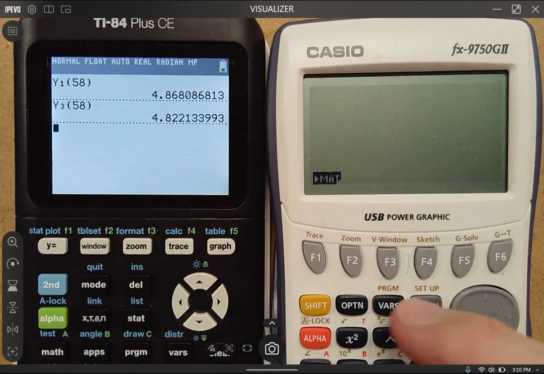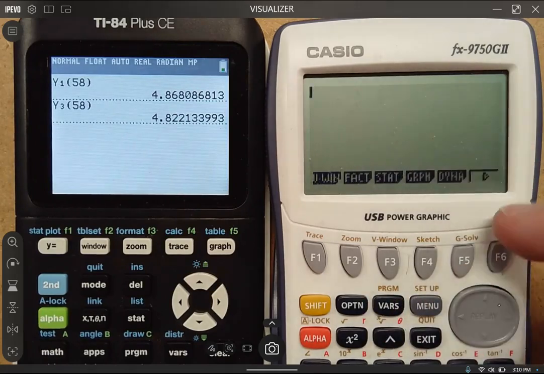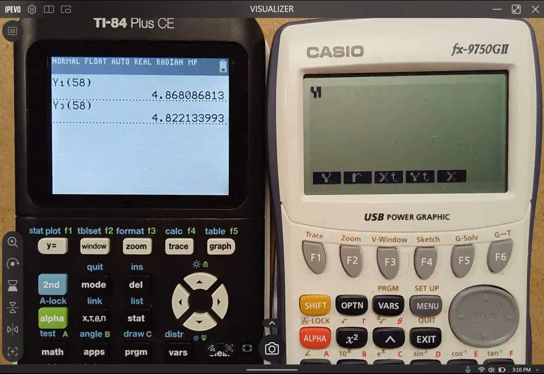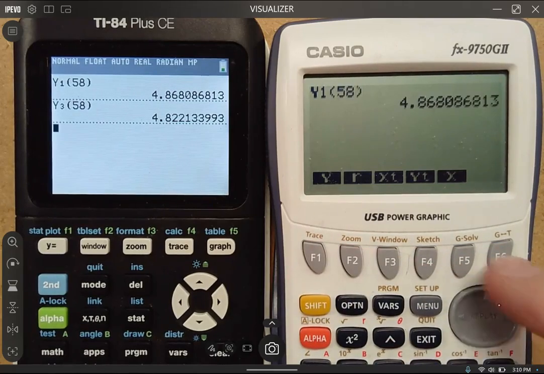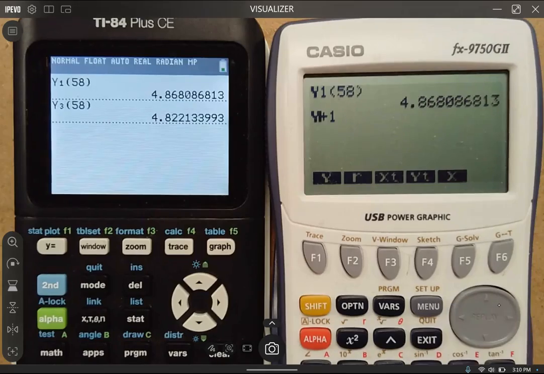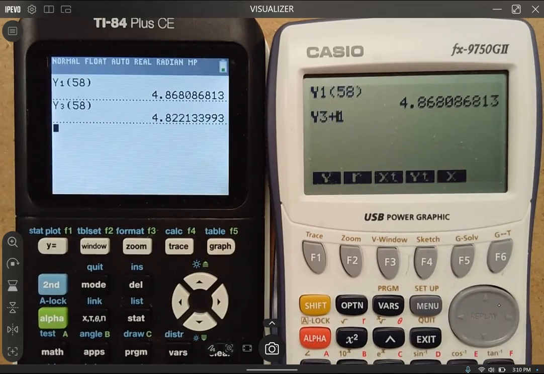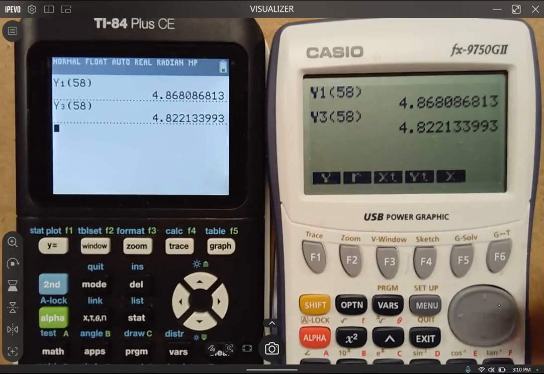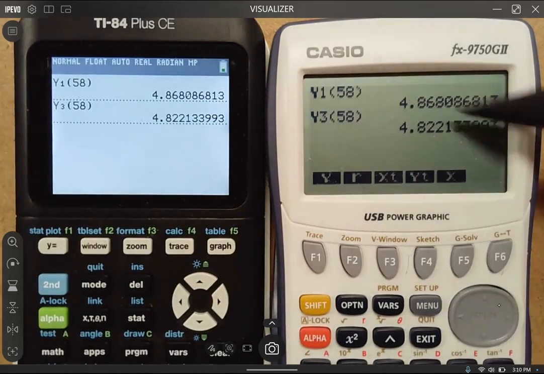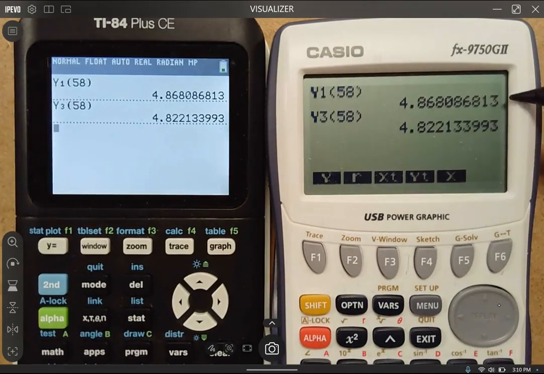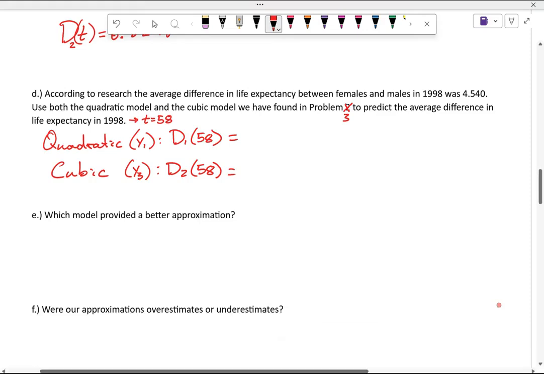All right, Casio, just as a reminder, we go VARS, and then under graph, y1 of 58, and then y3 of 58. As you can see, we're getting the same values because we have the same regressions, and we can definitely see that the values are very close, but maybe which one is better. Let's write down what we got in our notes.